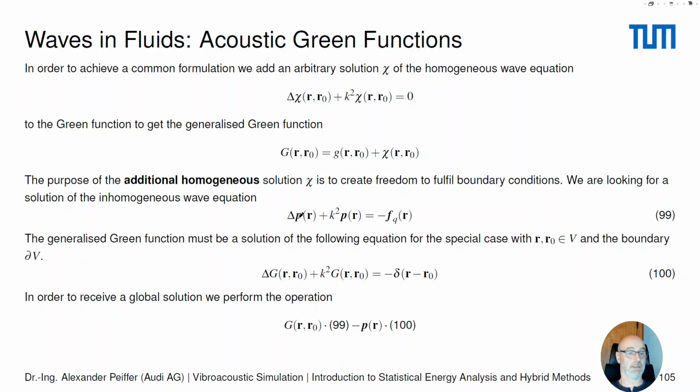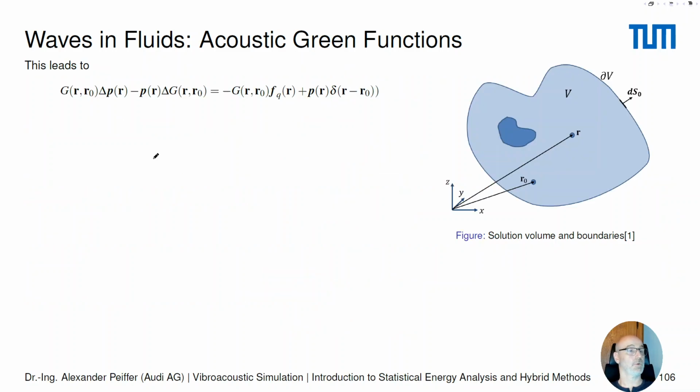Good. In order to receive some kind of a global solution, the next step is to take the Green function multiplied by this expression minus the pressure distribution or the solution multiplied by the generalized Green function. So what do we get at the end of this? We get the following expression. So that means we have a quite complicated term combining the Green function and the pressure Laplace operators and so on. We don't have to go too much into the details, but this is the outcome of the expression that we had now.